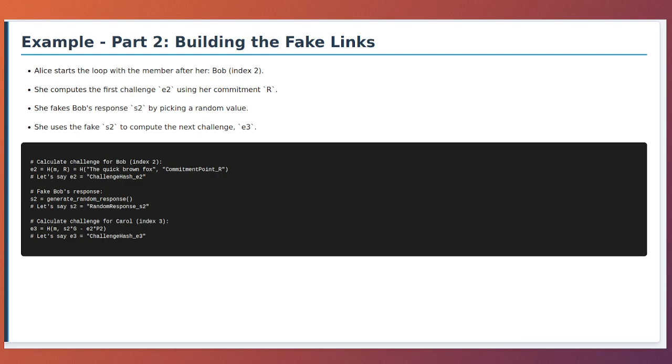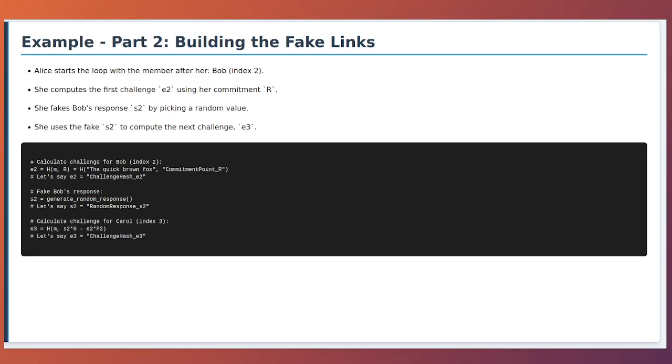To do this, she needs E2. Where does that come from? The signer has to work backwards from their own commitment. Alice starts her loop right after her own position. She computes the first real challenge, E2, by hashing the message and her commitment point R. So, E2 equals H of "the quick brown fox," commitment point R. Let's say this hash output is "challenge hash E2."